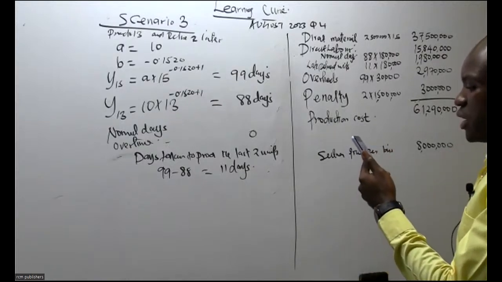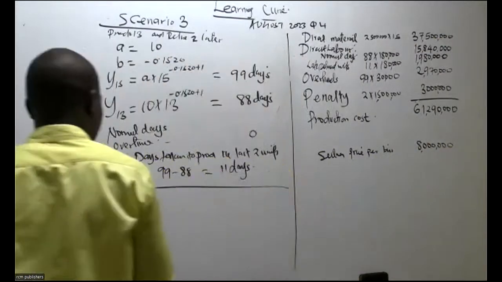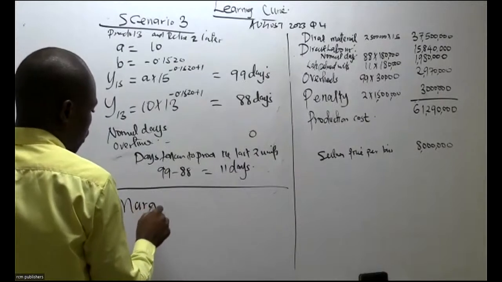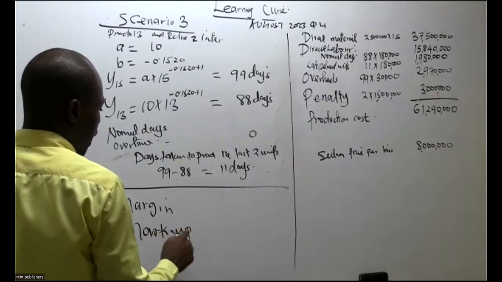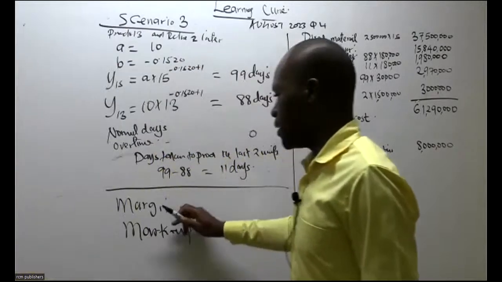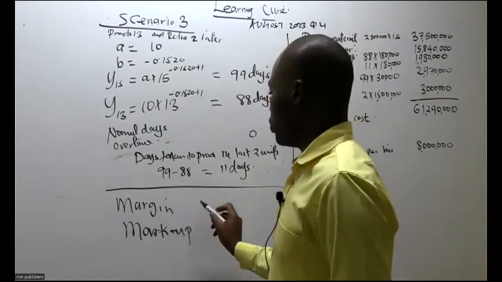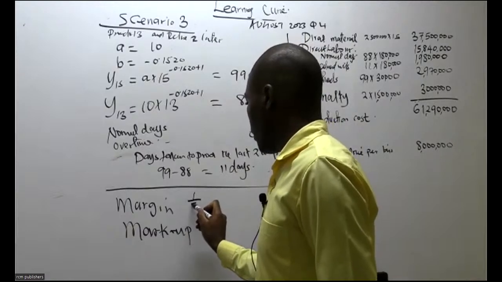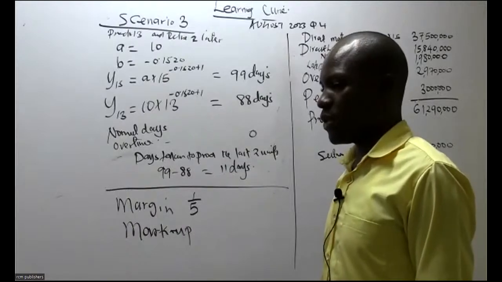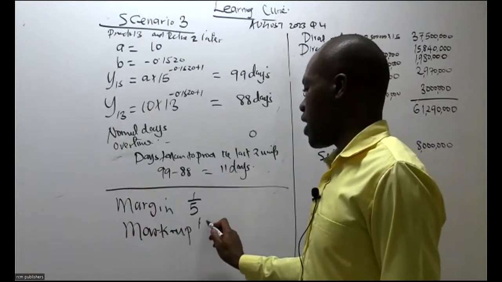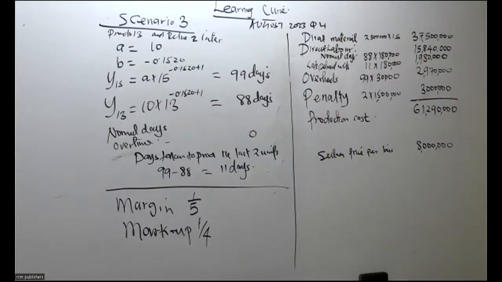And we are told the target profit margin. I believe at this level, we understand the difference between margin and markup. Markup is on the cost, margin is on the sales value. So we are told that margin is 20%, which is the same as 1/5. So it means your markup will be 1/4.